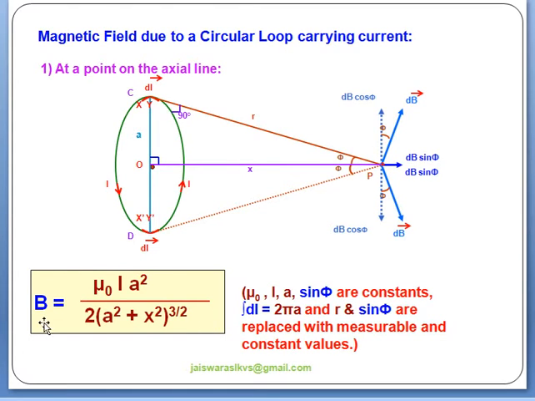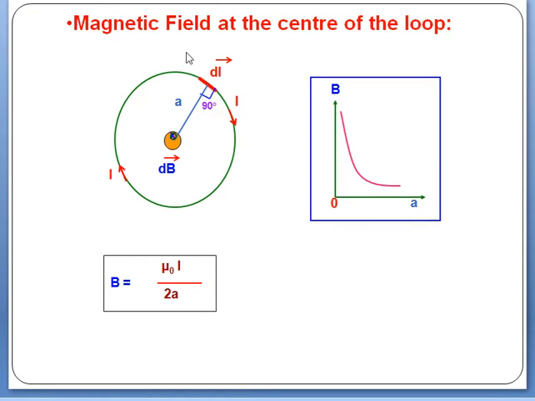So you are supposed to remember this formula, mu naught I a square upon 2 into (a square plus x square) raised to the power of 3 by 2. This is the strength of magnetic field at a point which lies on the axis of a current carrying circular loop. Next formula, what will be the magnetic field at the center of the loop? It will be B is equal to mu naught I upon 2r.